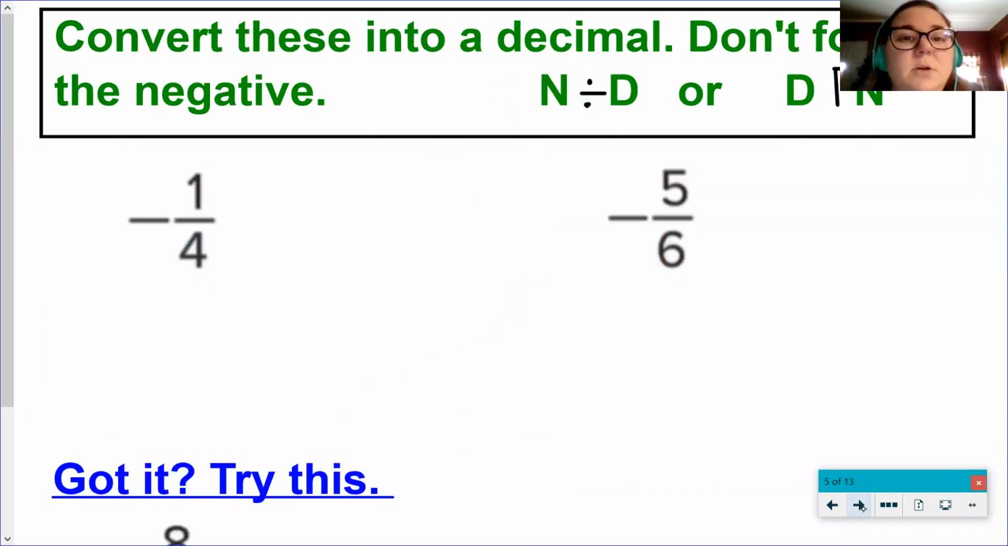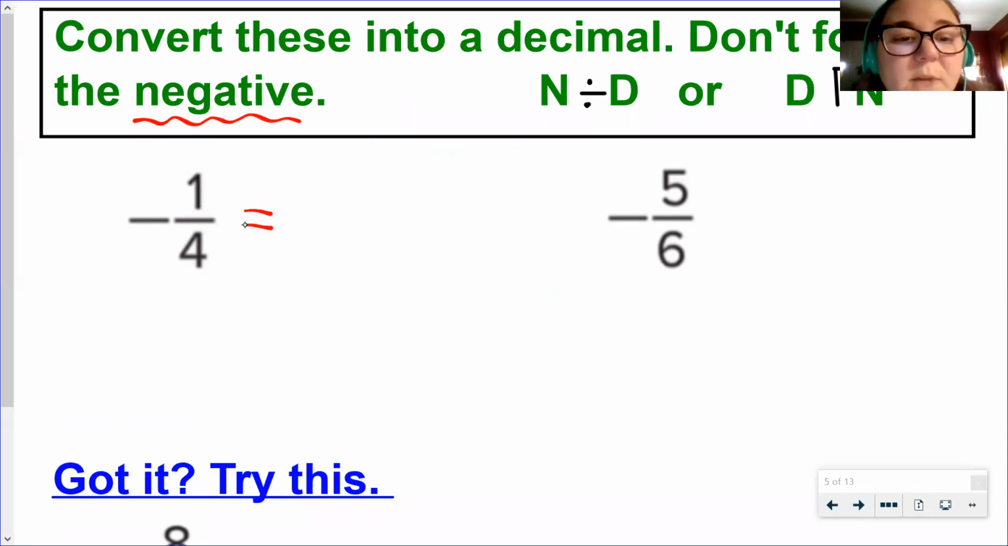Okay. So how do we convert these into a decimal? But again, don't forget the only difference is it's just extra practice. We just have a negative now. What always goes in the house? Always, always, always, the numerator. Always. So here's what I do. I bring over the negative. It doesn't have a whole number or anything in the front. So it's going to be negative 0 something.